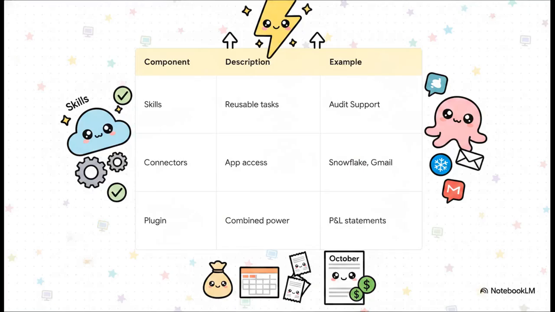So what happens when you combine those skills and connectors? You get a plugin. A plugin simply bundles internal reusable tasks with third-party app access to create a massive task powerhouse. Take the Anthropic Finance plugin, for example. It bundles skills like audit support with connectors to Slack, Snowflake, and Gmail. If you run this plugin on a local folder of receipts, it will instantly generate a full, perfectly formatted October profit and loss statement. For anyone running a business, this is a literal game changer.